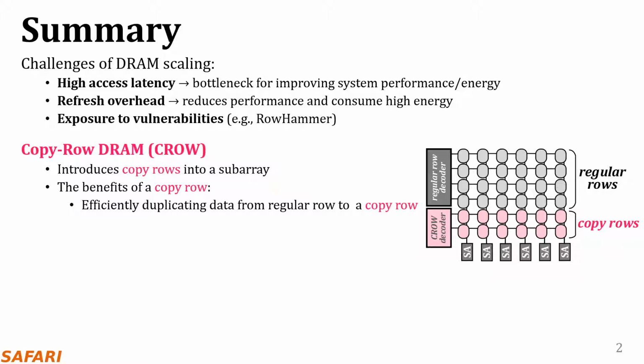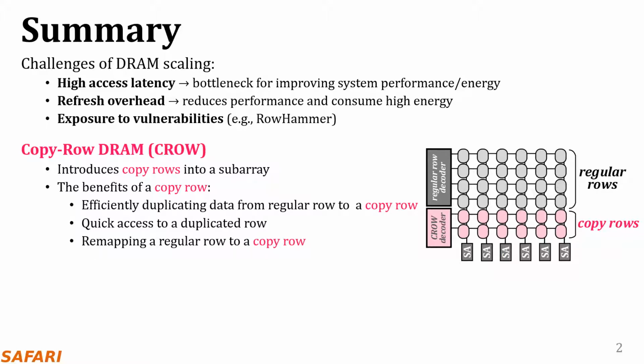First, data can be efficiently duplicated from a regular row into a copy row. Second, data duplicated to a regular and copy row can be accessed much faster than only a regular row. Third, a regular row can be remapped to a copy row.